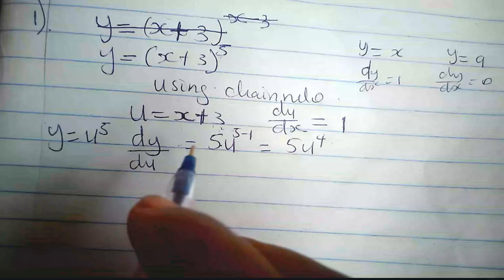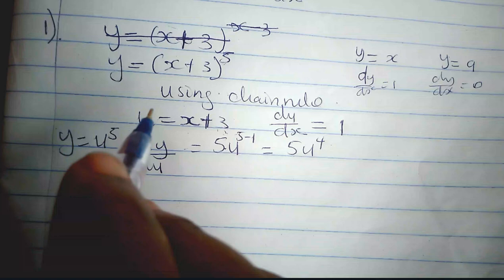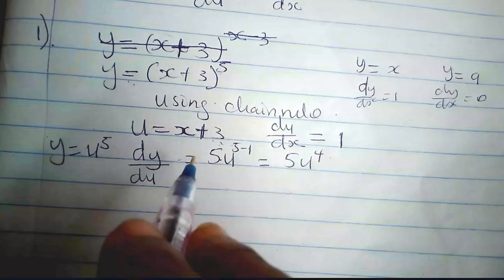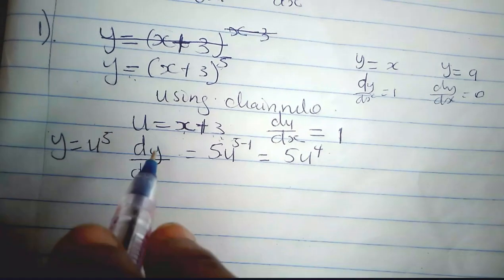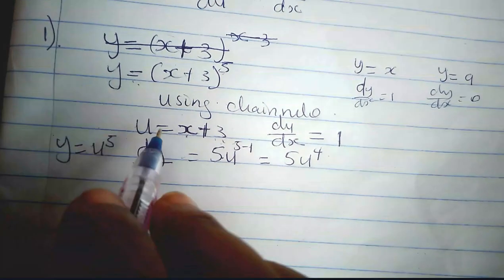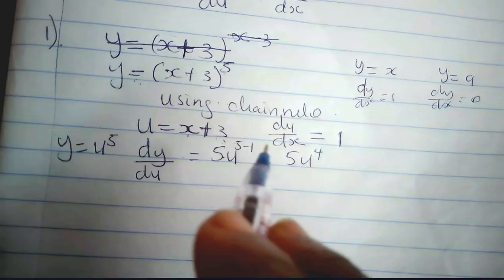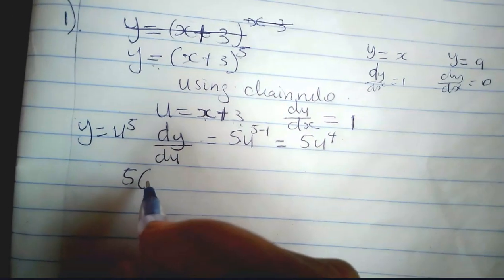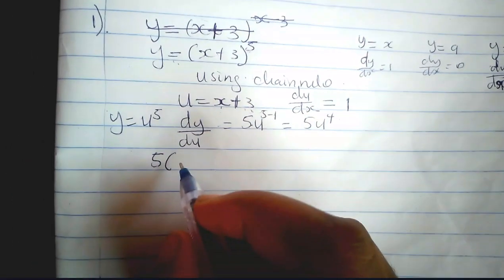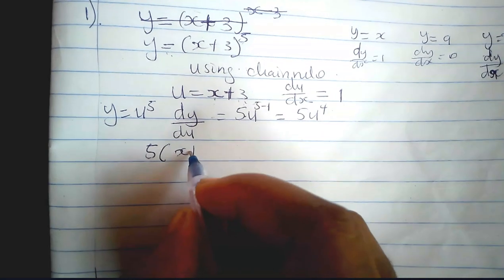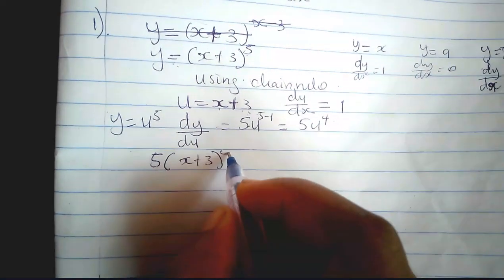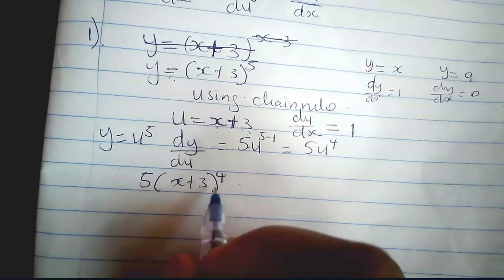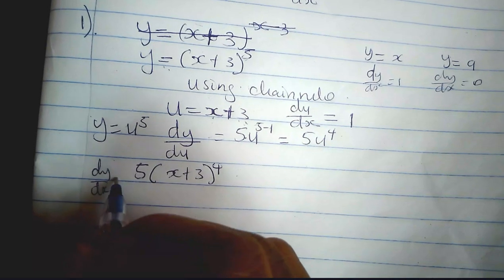So now that we have gotten this, let us substitute back our value for u, because the question was to find dy/dx of this. So we're going to substitute back what u is equal to into the equation. We're going to be having 5 brackets x plus 3 raised to power 4. That's the answer. So we know that dy/dx is equal to this.